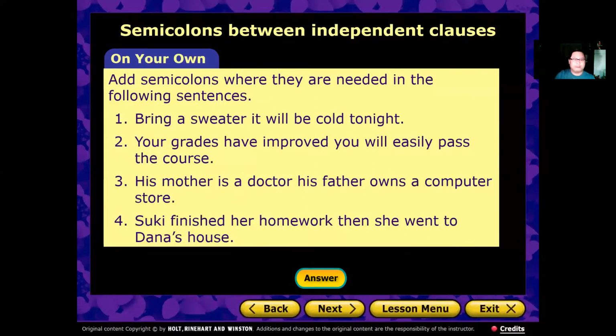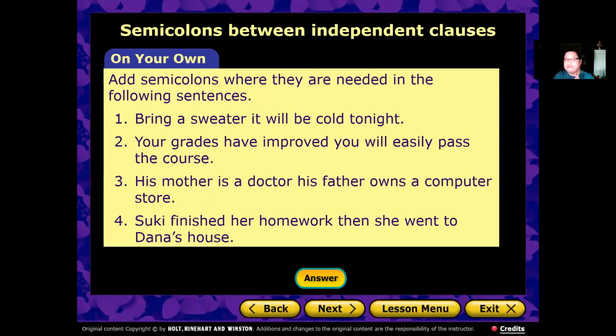Number three, his mother is a doctor. His father owns a computer store. Are they kind of related? Okay, they're both parents. Okay, they're talking about profession. So therefore, they're related. We use a semicolon. But where will we place the semicolon? His mother is a doctor, semicolon, his father owns a store.